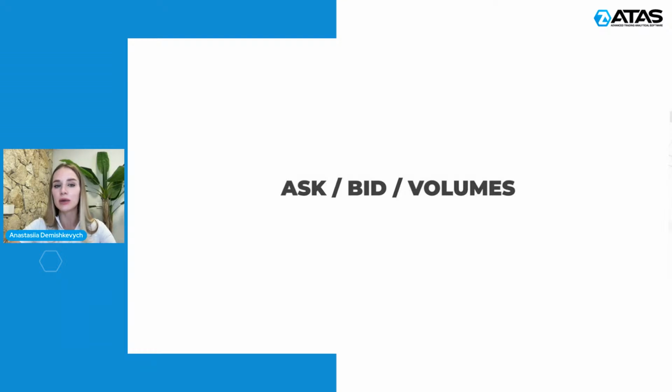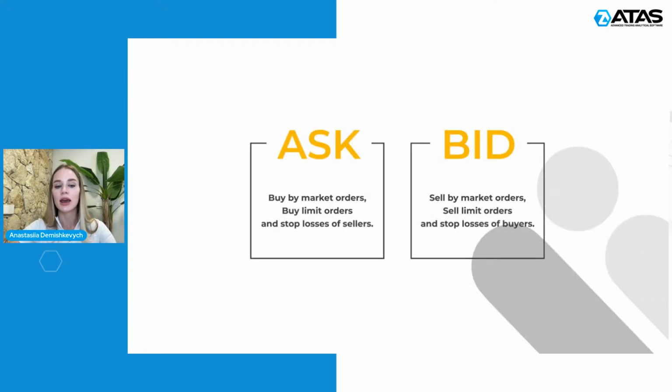So we've already seen them in the DOM, depth of market, and the market is built around two sides, the ask side and the bid side. Ask normally includes buy by market orders, buy limit orders, and stop losses of sellers. Obviously, also the take profit of sellers, but let's be clear, the percentage of traders who actually lose their trade is much bigger, so the majority of the volume is going to come from the stop losses, not take profits, unfortunately.